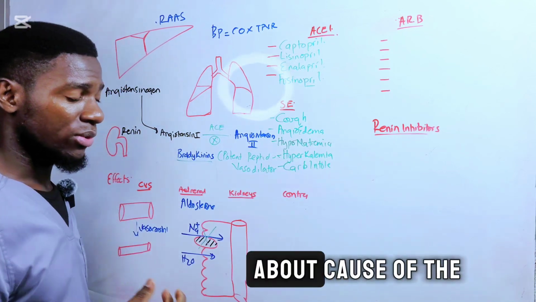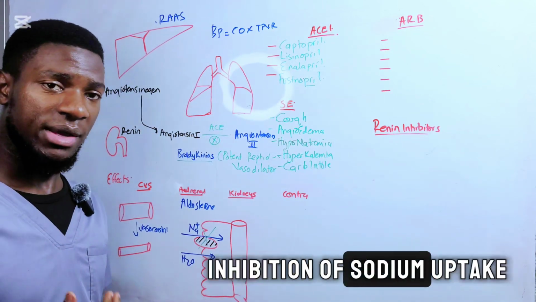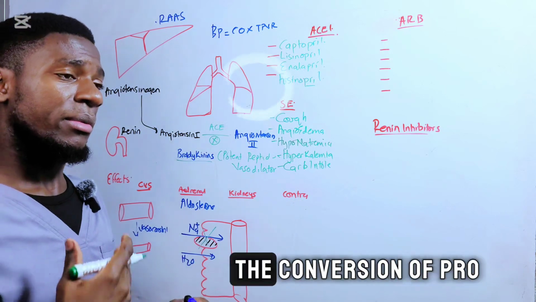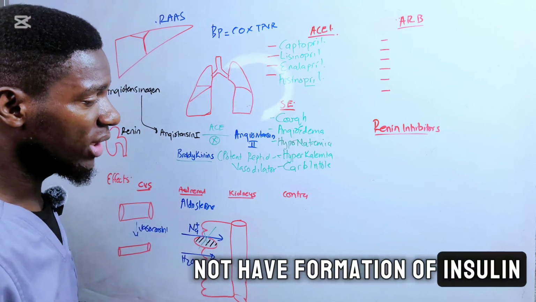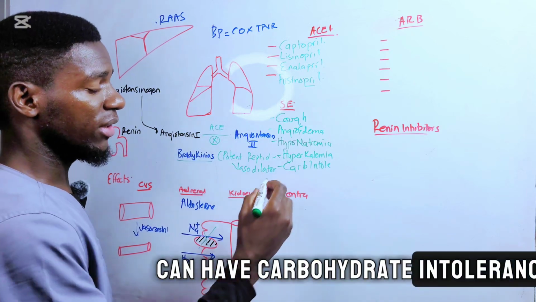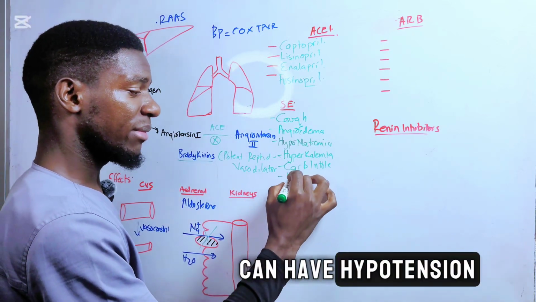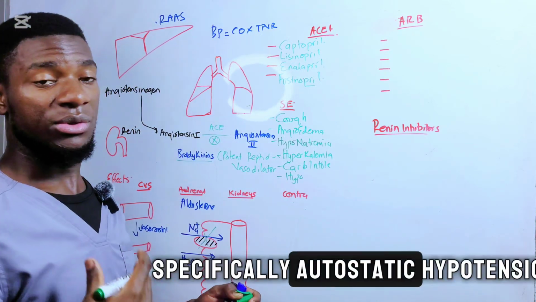Other side effects, you can have carbohydrate intolerance. How does this come about? Because of the inhibition of sodium uptake. Sodium is required for the conversion of proinsulin into insulin. So if you do not have formation of insulin, you can have carbohydrate intolerance. Other side effects, you can have hypotension, specifically orthostatic hypotension.